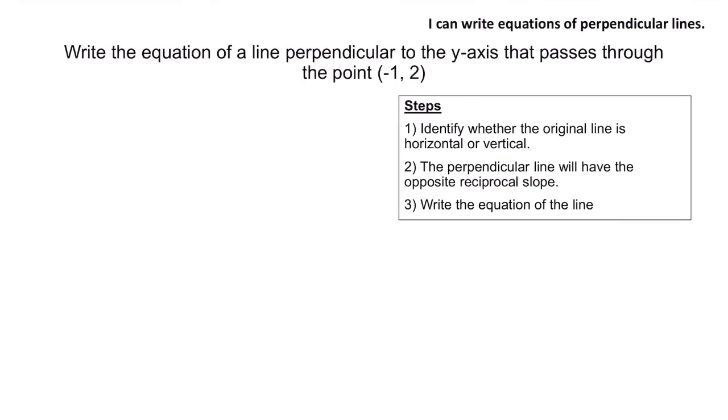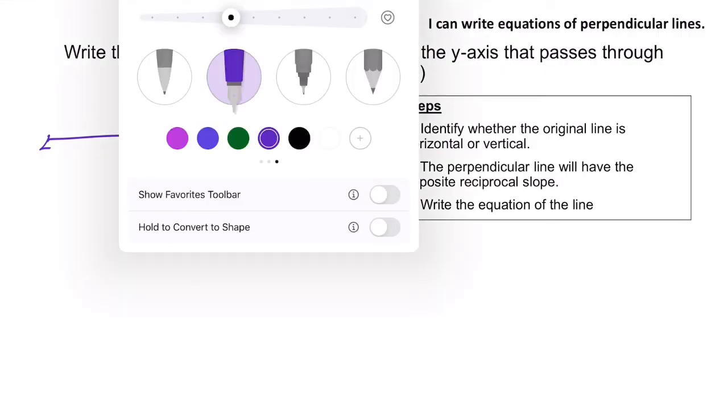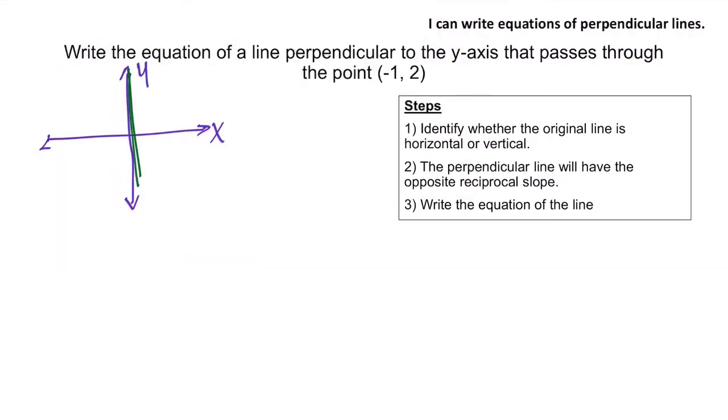So let's write the equation of a line perpendicular to the y-axis that passes through the point (-1, 2). Let's think about what's going on here. I'm going to draw in the axes, so we have x and y. Here is the y-axis. The y-axis is actually a vertical line, so it's going to have undefined slope, and it is going to be an x equals equation.